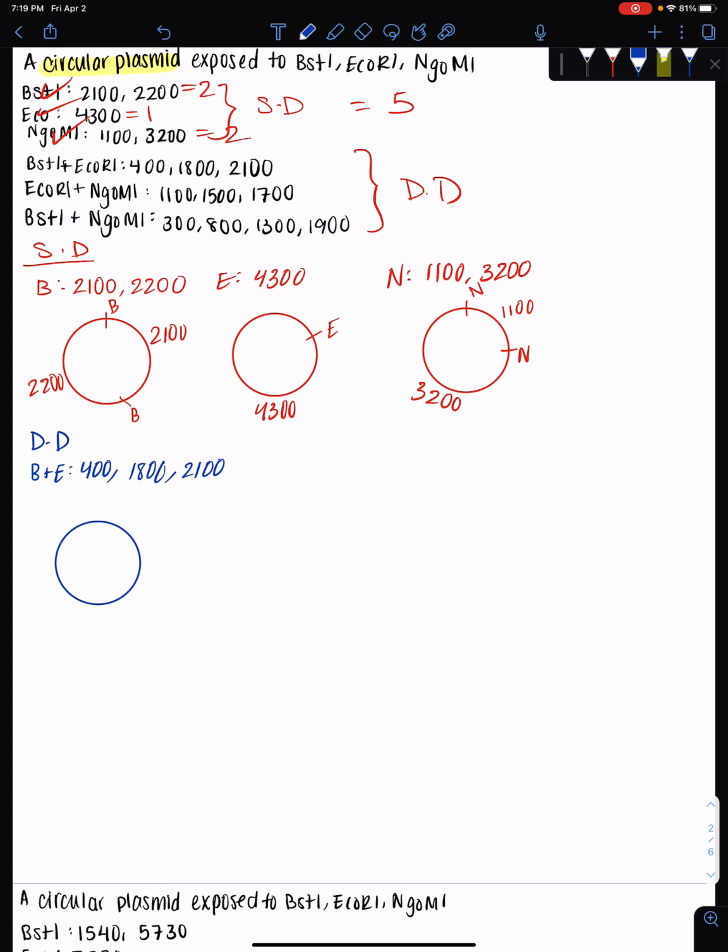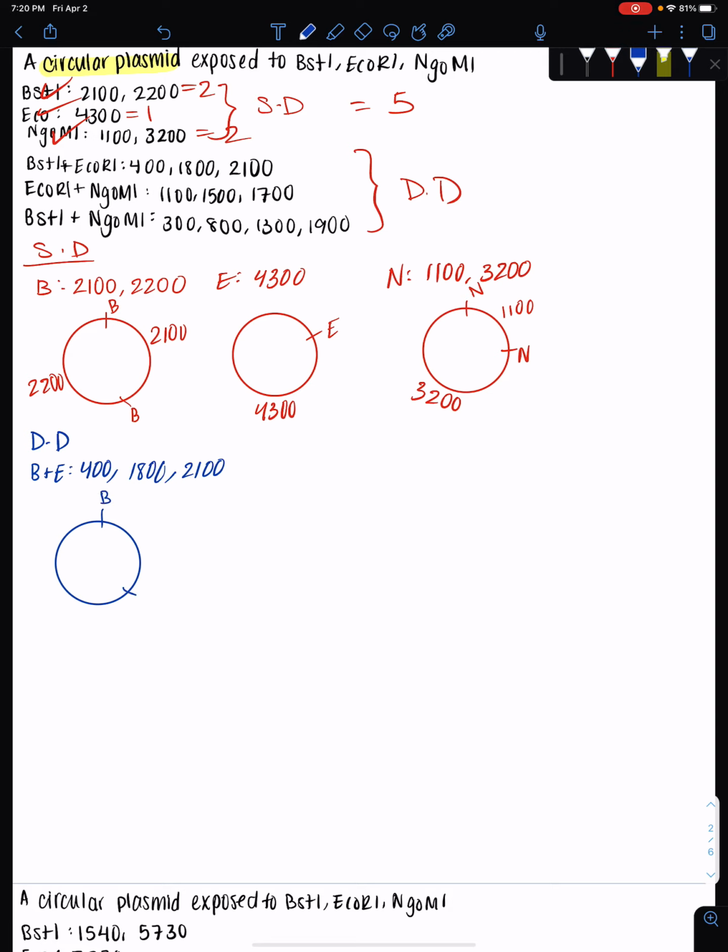All right, so let's look at the single digest with the most cuts. So the two enzymes we're working with are B and E. So those are the single digests we're going to look at. So B has 2 cuts and E has 1 cut. So we're going to use B since it has more information of where the cuts are going to be. So we're literally just going to copy it onto here.